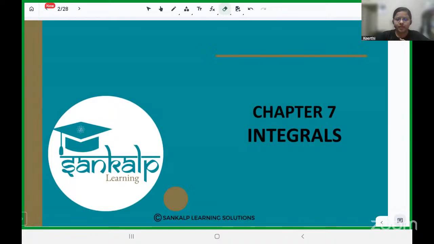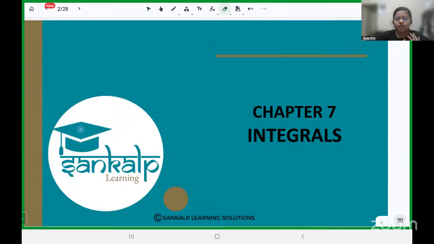So, we were discussing chapter 7, integrals, and we have already discussed 8 types of integration, isn't it? In integration by substitution itself we have divided it into 7 types, and including direct integration, we studied 8 types of integration. Now, in today's session, we'll be discussing the 9th type as well as the 10th type.